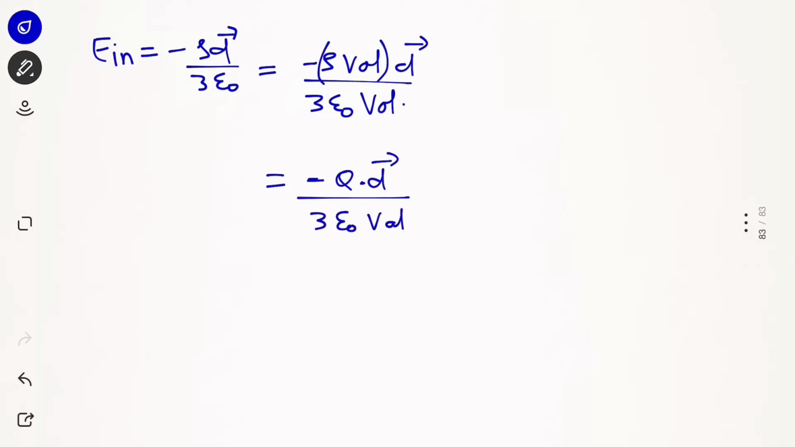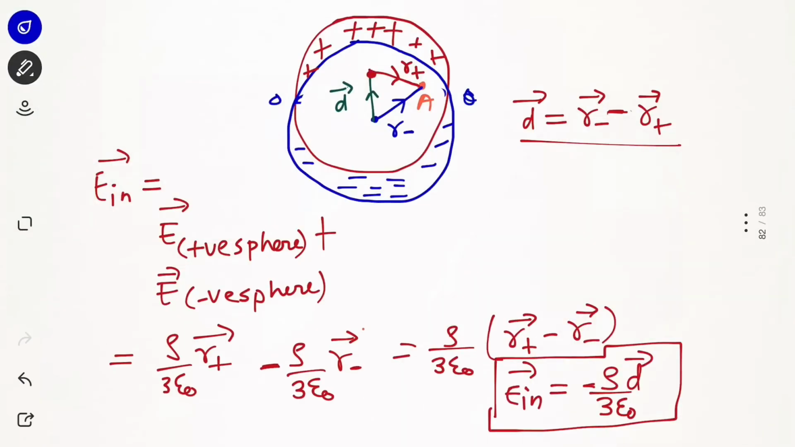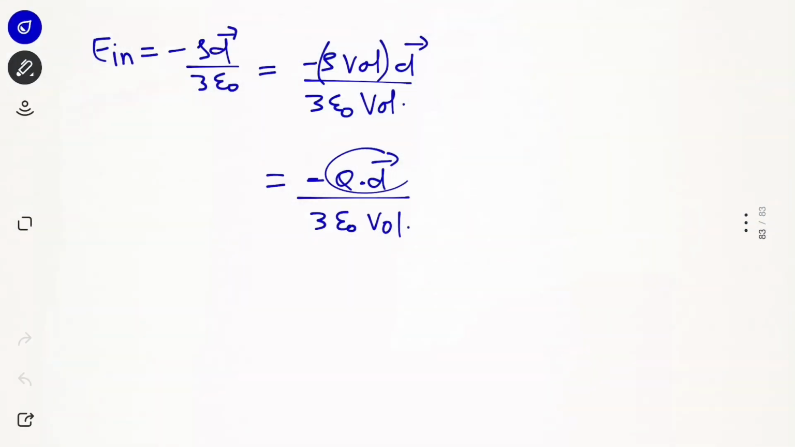Again, q is not given, we have just considered it, so it means we have to eliminate it. But here one thing is given, that this will generate some dipole moment. If the net charge is q, then the dipole moment is given by q into D vector. The net dipole moment generated because of the merging will be equal to q into D vector, so I can write q into D vector as the net dipole generated inside the sphere.